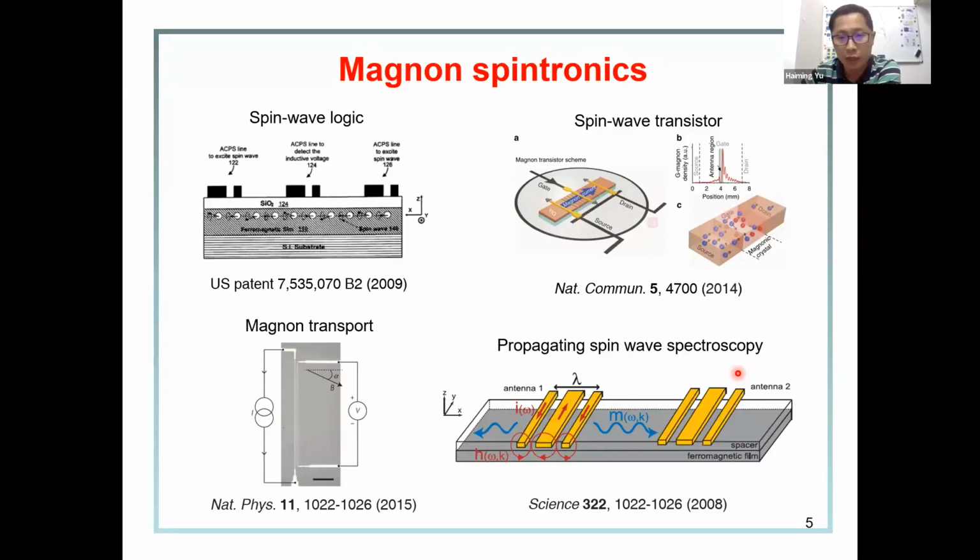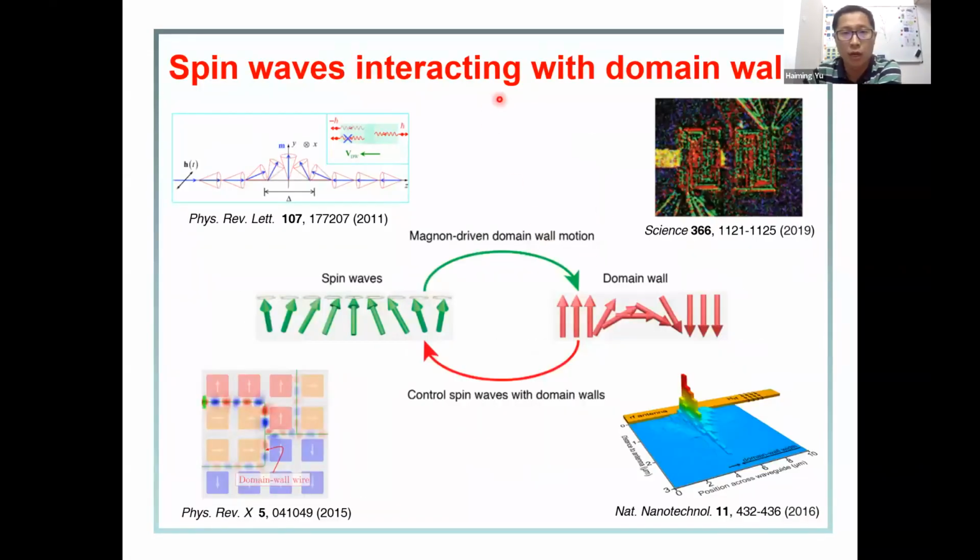So spin waves can, for example, interact with domain walls. In one way, spin waves can drive domain wall motion. It was theoretically proposed early by Yan Peng and also Professor Xiangrong Wang that a spin wave can provide angular momentum and drive domain wall motion. And more recently, there are experimental demonstrations of spin waves pushing domain wall motion. This was done by the group of Professor Liu Liu.